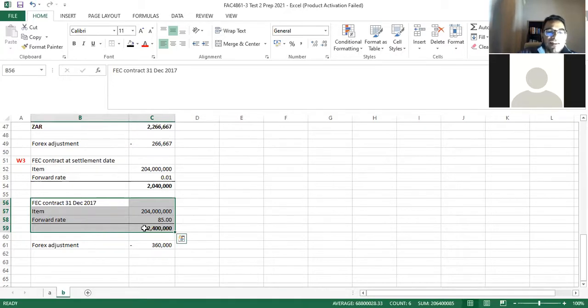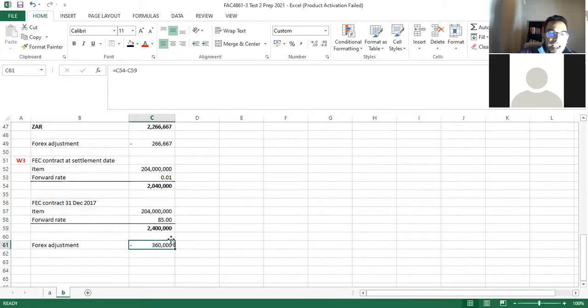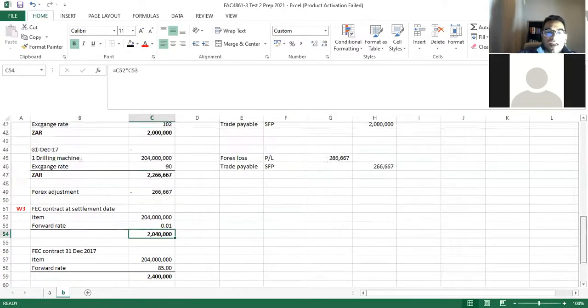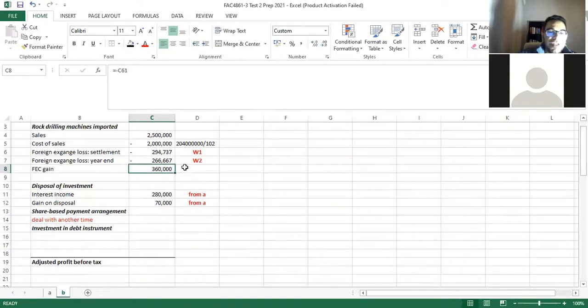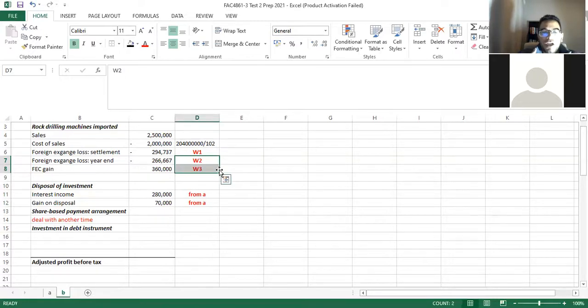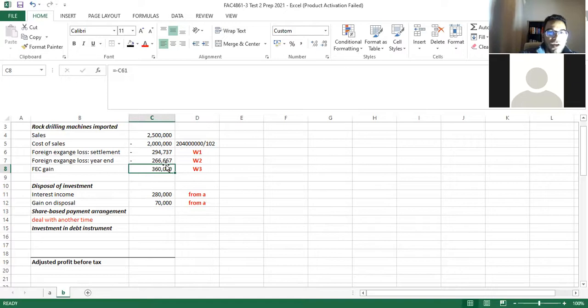How much is it saving us? 360,000 Rand. Because we were to pay 2.4, but we're actually going to pay 2040. Therefore, the FEC is saving us, and as a result, it is a gain. The gain is a difference of 360. So just make sure you understand what the foreign exchange differences are telling you, so you know what you need to do, how to impact profit or loss. Is it increasing profit or loss, or is it decreasing profit or loss?